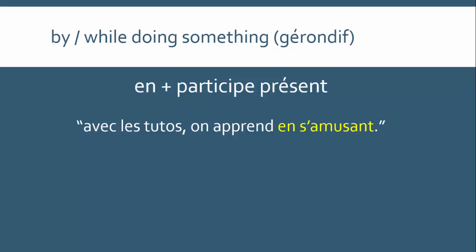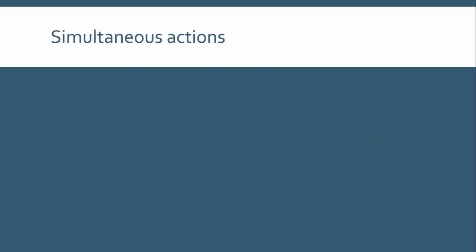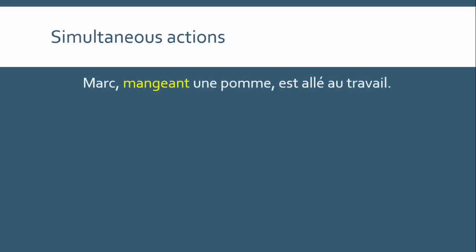However, it is also used a lot in the written language, often to talk about simultaneous actions. Now, of course, doing something while you're doing something else is two simultaneous actions, but we can use the present participle to talk about simultaneous actions that aren't necessarily related and are simply giving us more information about something. So, for example, we could say, Marc, mangeant une pomme, est allé au travail. Marc, eating an apple, went to work.